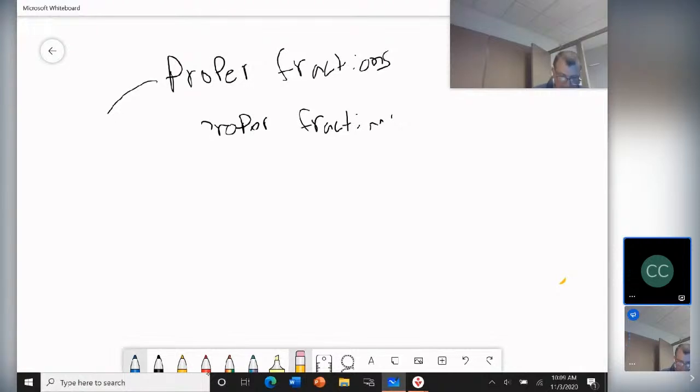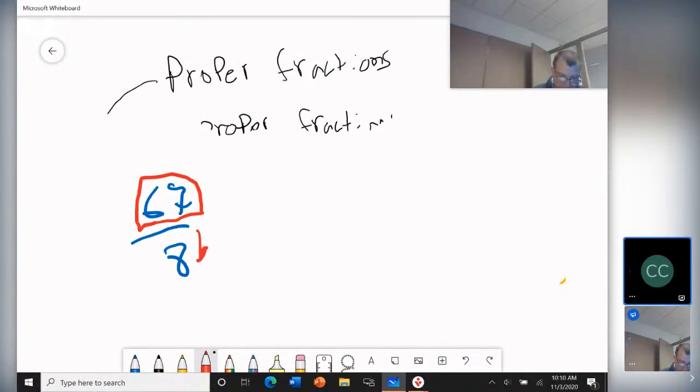I got 67 over 8. Once again, it's an improper fraction because the top number, the 67, is bigger than the bottom number. So the numerator is bigger than the denominator. So we're going to remedy this by dividing the 8 into the 67.